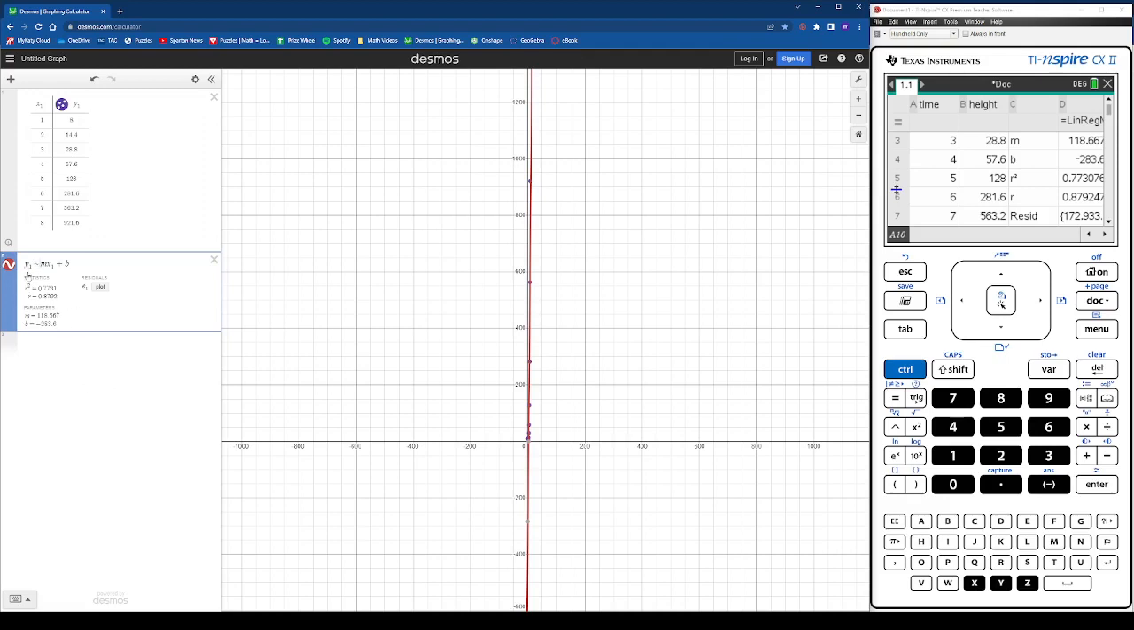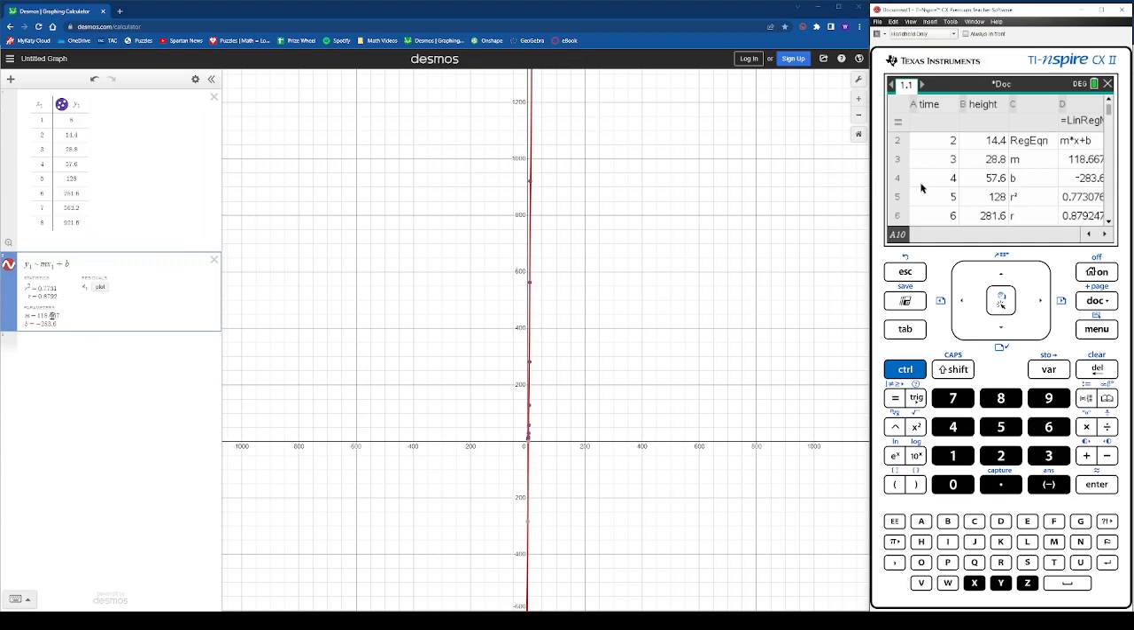So now we've written y1 is approximately m times x1 plus b. And what Desmos is going to do is figure out the best values for m and b to make that work. So m, the slope, it said is 118.667. And if we look over at the calculator, our slope was also 118.667. The y-intercept is approximately negative 283.6, exactly the same as it was on the calculator.